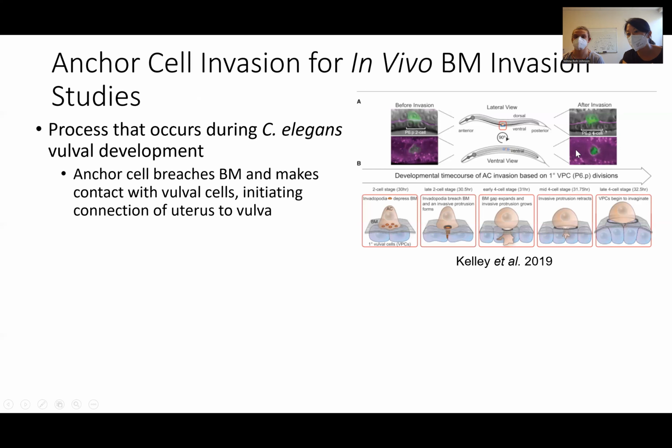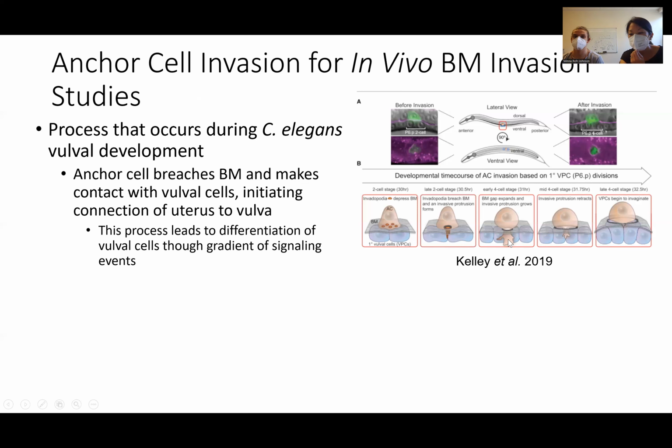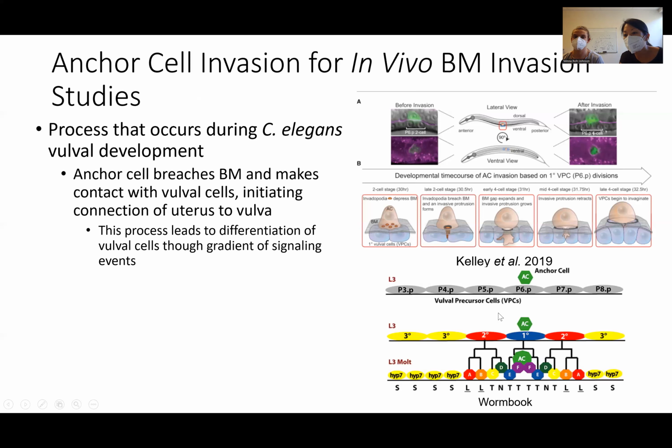So if you were to flip that view 90 degrees, you see that there's basically a hole where that anchor cell has now pushed through, degraded it, and now is interacting with the cells underneath. Once it interacts with the cells underneath, it then signals to those cells. So what's shown here is a schematic of the anchor cell in green.